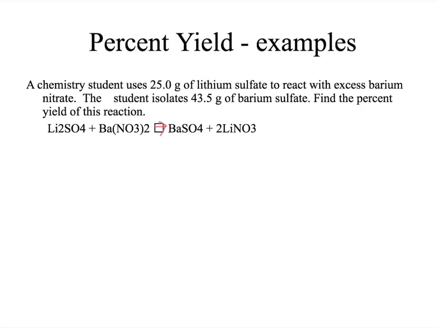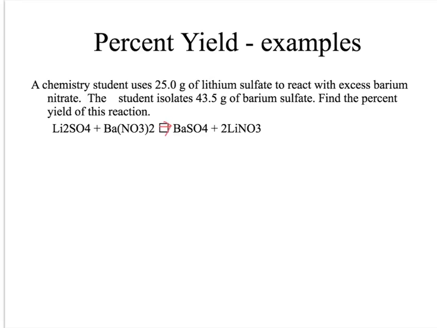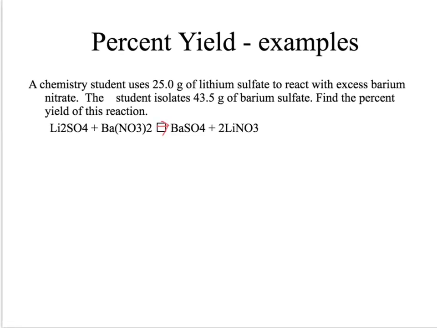This says a chemistry student uses 25 grams of the lithium sulfate to react. Okay, so that is our reactant. That is what we are going to start with. That is our given. And it's reacting with excess barium nitrate. And remember, when we see those words, excess barium nitrate, that means we can ignore it. We're not going to be using it.